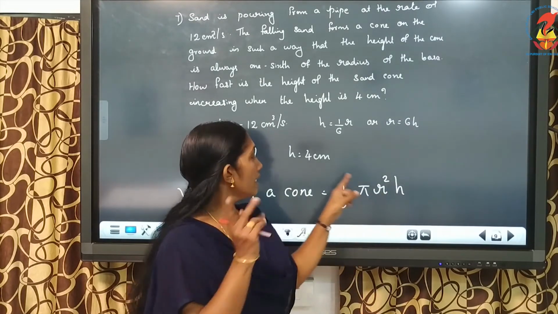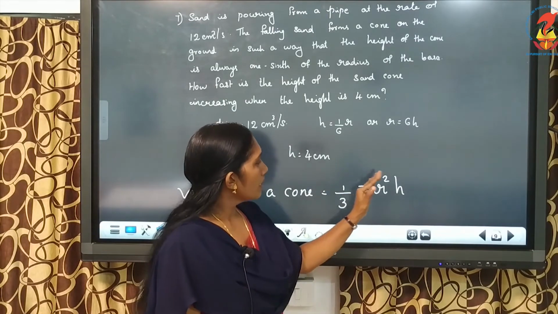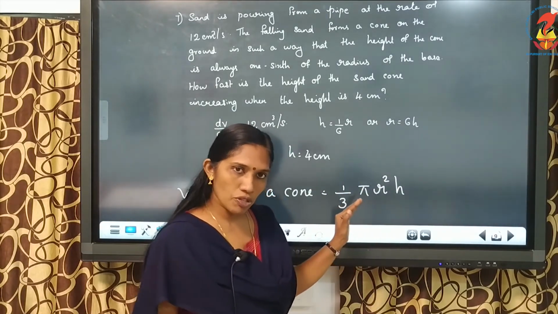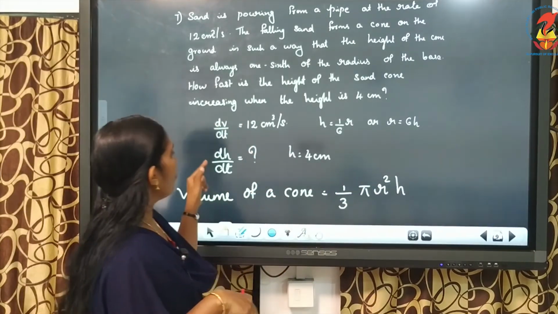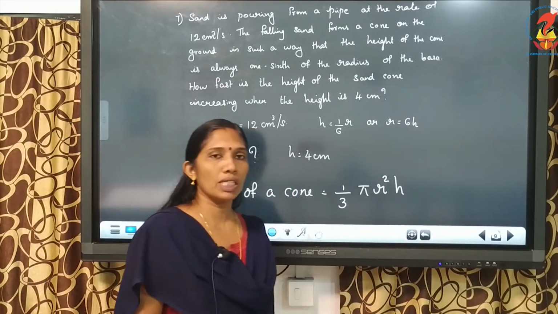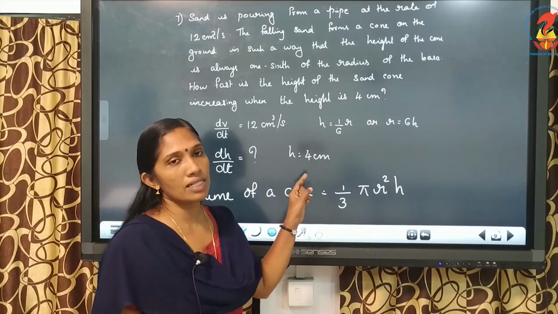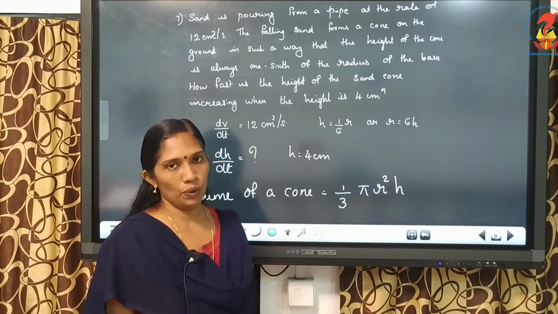Then for that h, don't give this value; that is in the last step. So we get an expression in terms of h. Then you can find the derivative with respect to t, differentiate with respect to t, and in the last step you have to give the value. Only at the last step you have to give this value.